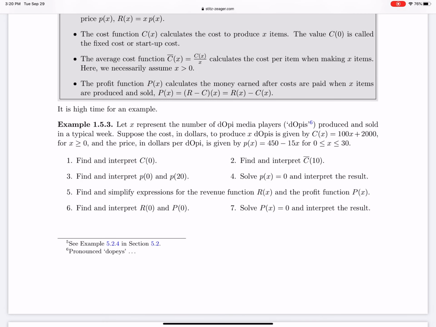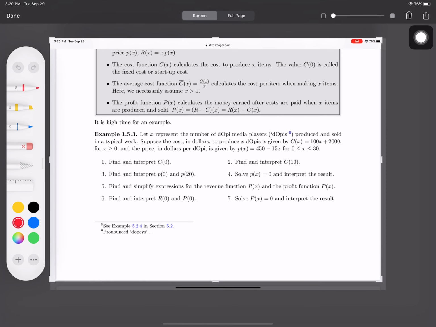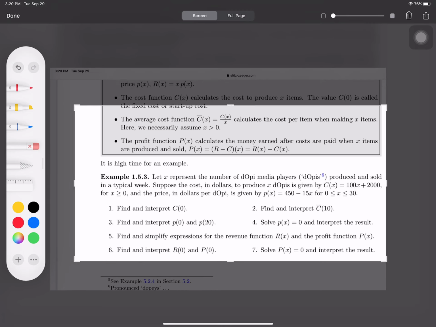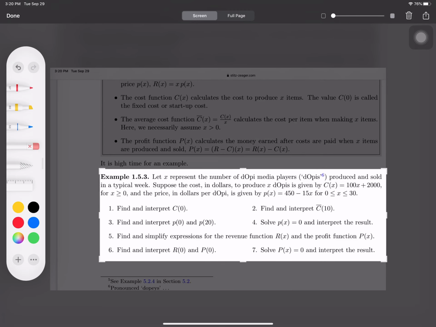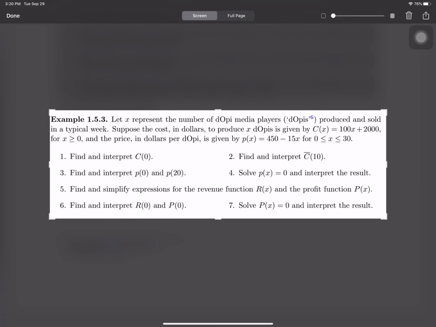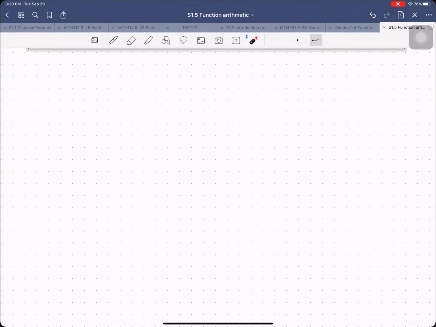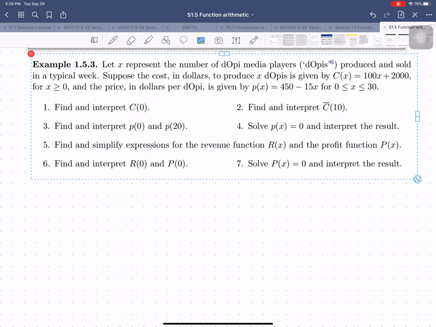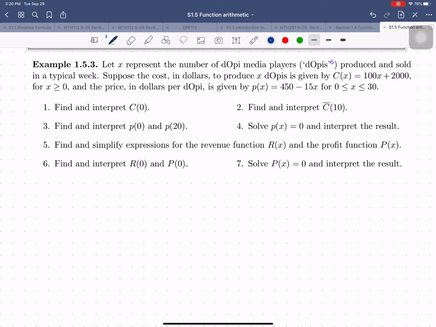And we're going to talk about these media players. The dopey media player. Okay, so X is the number of dopey media players that will be produced and sold in a typical week. And we're going to suppose that the cost function is given by C of X equals 100X plus 2,000.